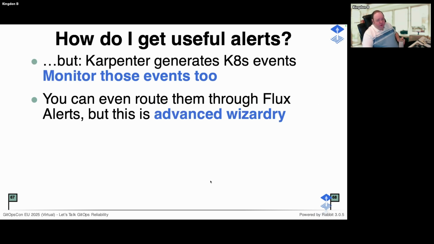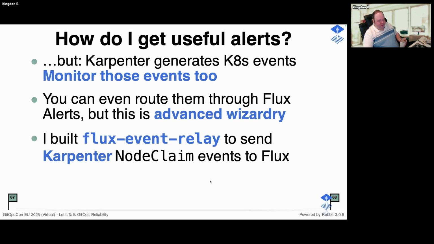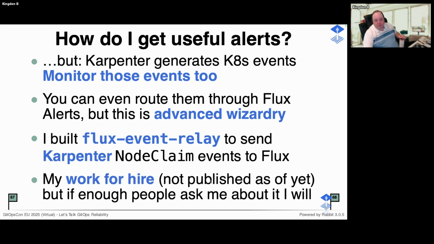Carpenter, like most Kubernetes tools, generates Kubernetes events, and you can monitor those events. How do you monitor those events? That is an open question that I'm not sure how to suggest you solve it. I know there are tools for monitoring generic events, but I didn't want to add another tool in this economy. So what I did instead is I built something called Flux Event Relay. It uses the Flux events package to trigger notification controller to send these events out the Flux way, right?